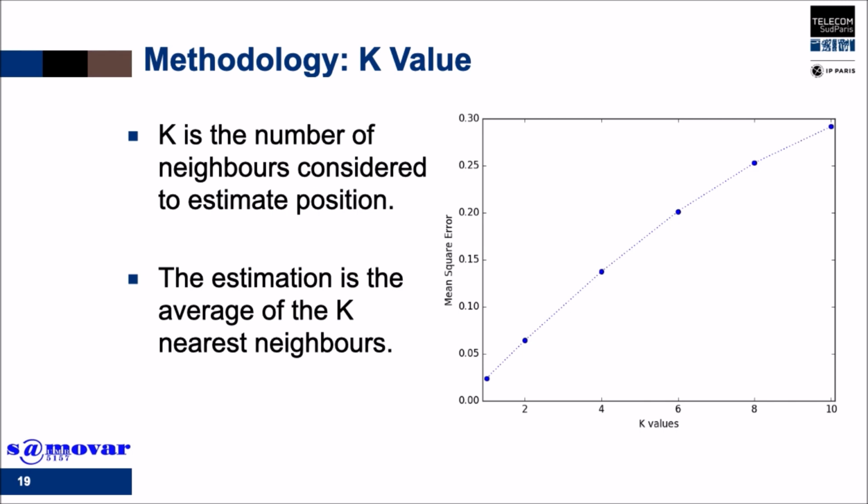Next is the choice of the k-value. K-value represents the number of neighbors considered to estimate the position. Here on the right, we can see the figure of using different k-values. You can see that using a k-value of 1 yields the smallest mean square error. That's why we make a choice to use a k-value equal to 1.